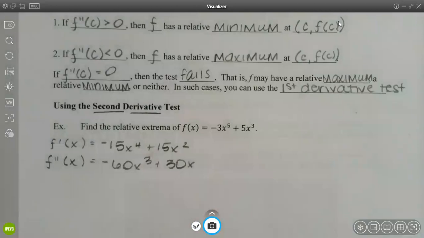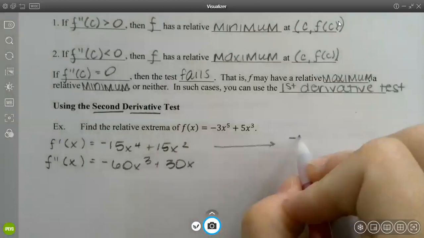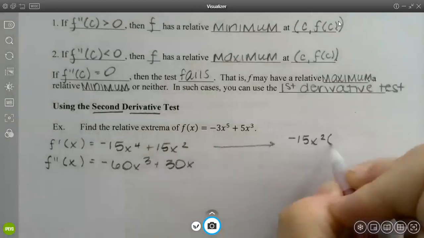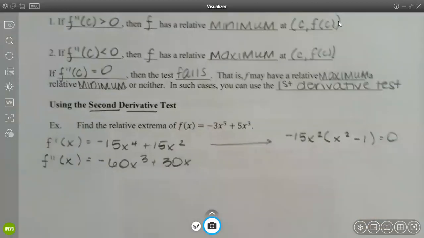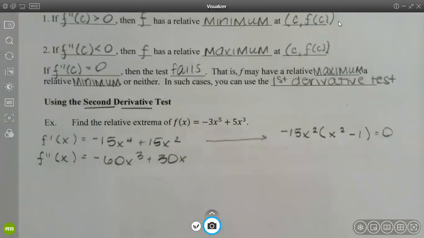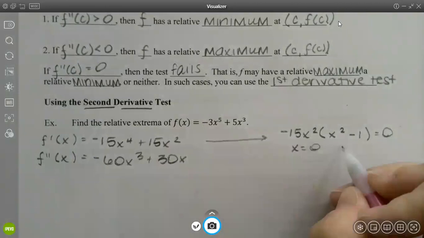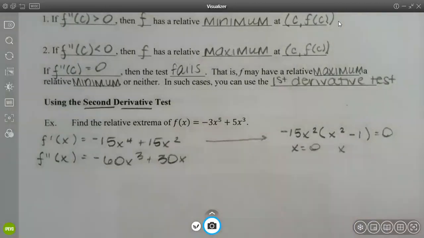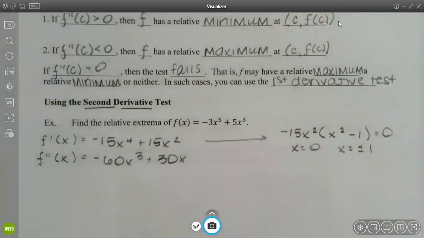And then you still have to find all of your critical numbers. So on this one, we're going to factor out a negative 15x squared. You get x squared minus 1 equals 0. Your 15x squared causes a 0. For this one, you'll add 1 and take the square root. So you'll get positive and negative 1.